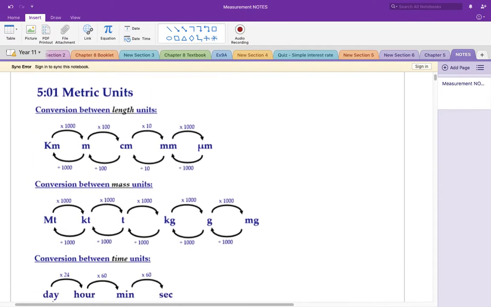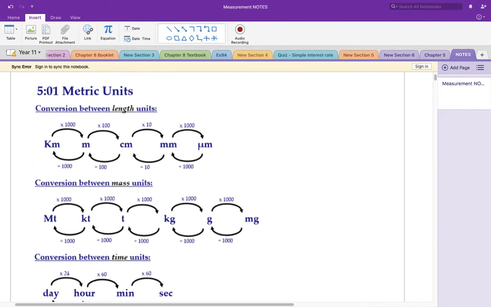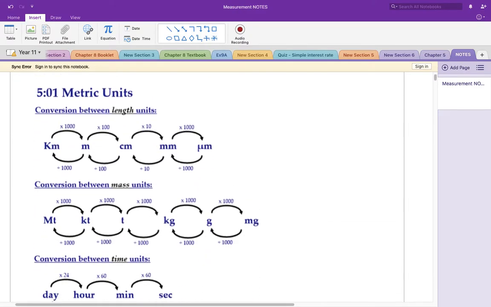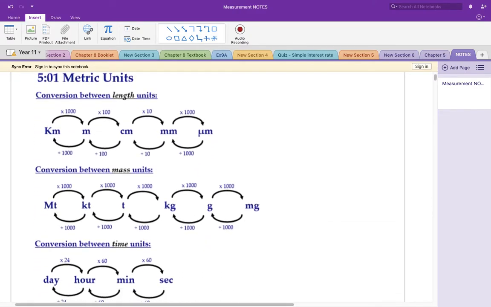Okay, so this is chapter 5 in your textbook. I have already uploaded this whole booklet onto Trello. So I need you to either have a paper copy of it, or you can print it out yourself, or you need to copy all the questions in your book. I need to see the notes somewhere, right? Okay, so today we're just gonna do 501, metric units.